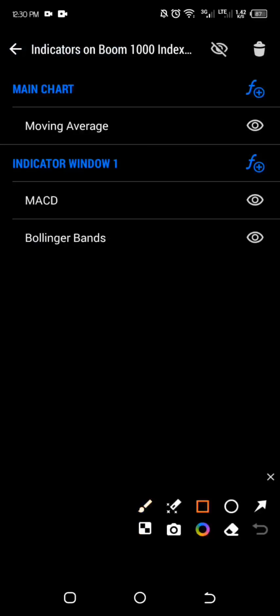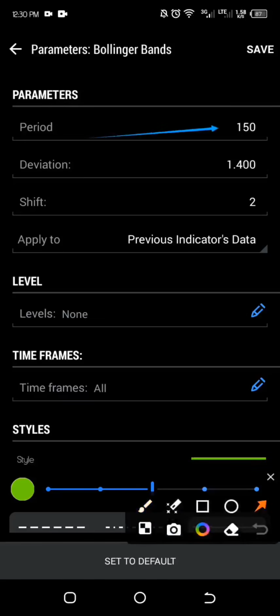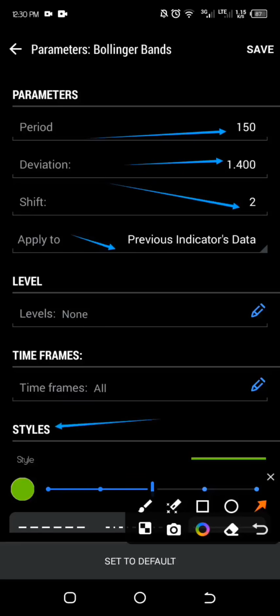And for the third indicator, which is going to be the Bollinger Bands, to set this up, you click on this indicator on the one left plus. You search for Bollinger Bands and these are the parameters. The period is 150, the deviation is 1.400, shift is 2, apply to previous indicator's data. For the style, use any color of your choice and click on save.